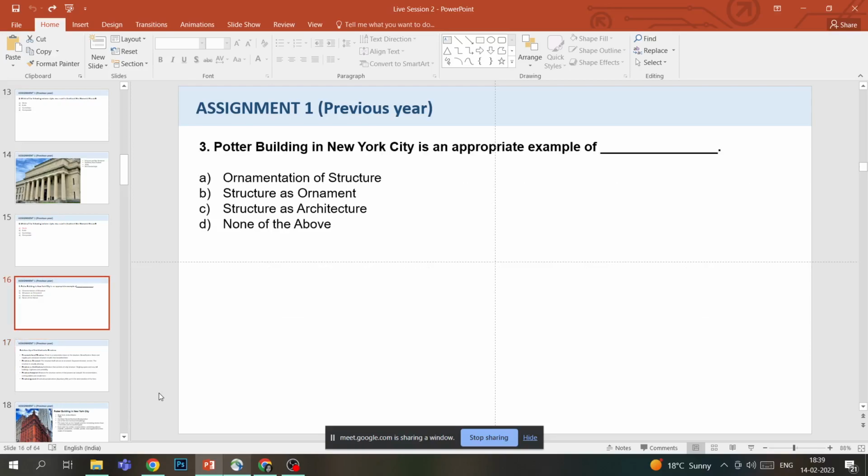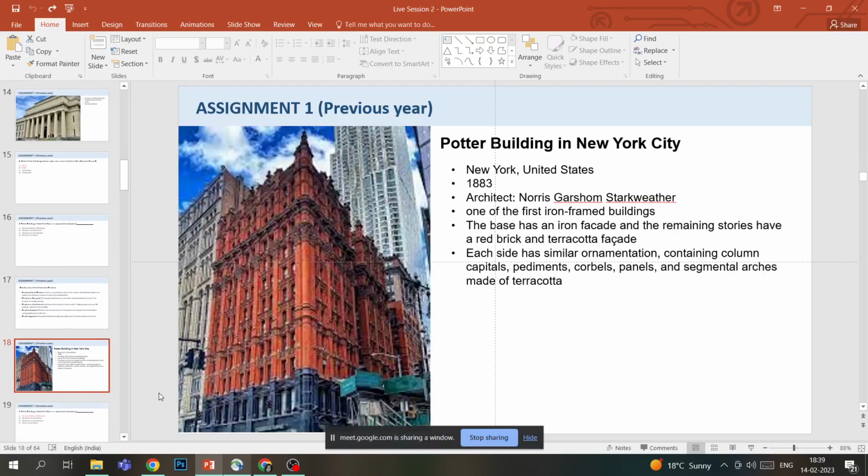So the question was, Potter Building in New York is an appropriate example of. So this is the Potter Building in New York. It was built in 1883. It was one of the tallest buildings of its time. The architect is Norris, Gershom and Starkweather. It is one of the first iron frame buildings, and it was also one of the first buildings in New York to have a good fire prevention system.